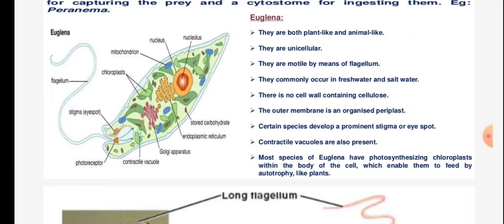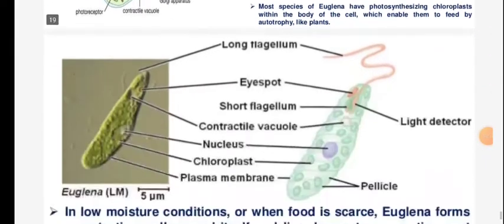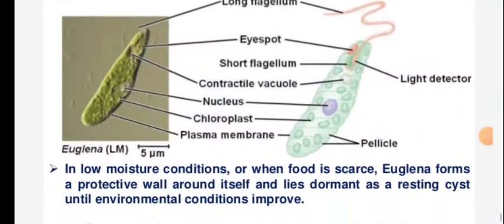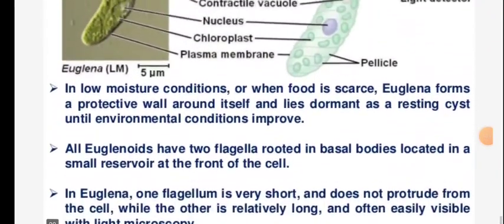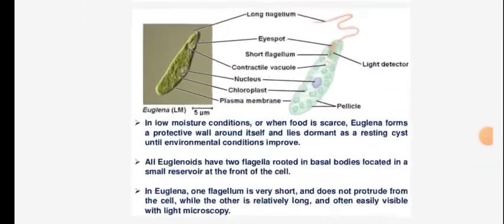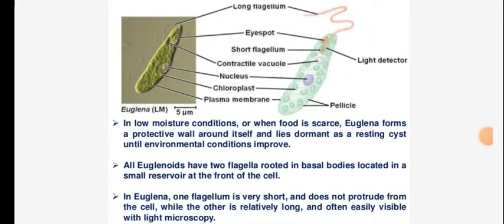So they look plant-like and animal-like also. They are unicellular, motile by means of flagellum. They commonly contain these characters. So all these characters are for Euglena. Long flagellum, you see the photograph of this one. Then I think it is easy for you to capture this material for our study. So all about this we will see in the next lecture.